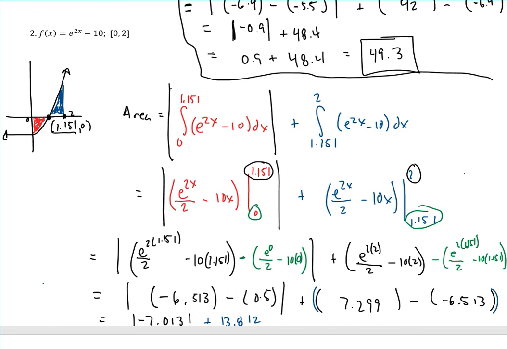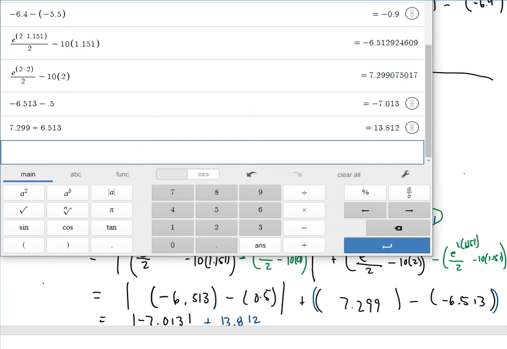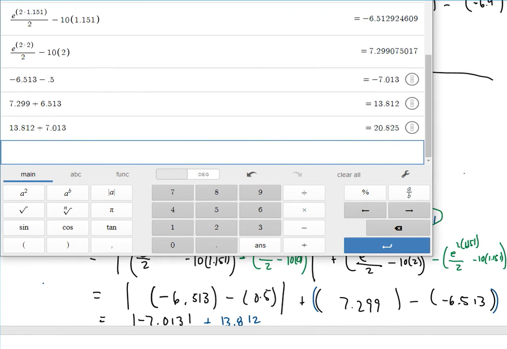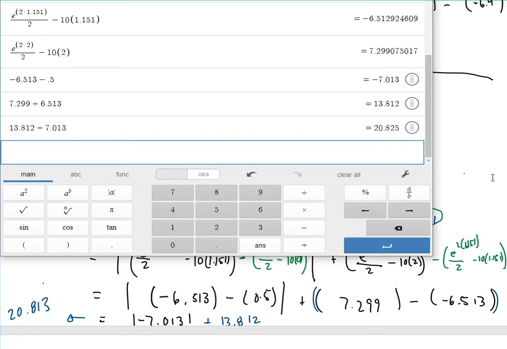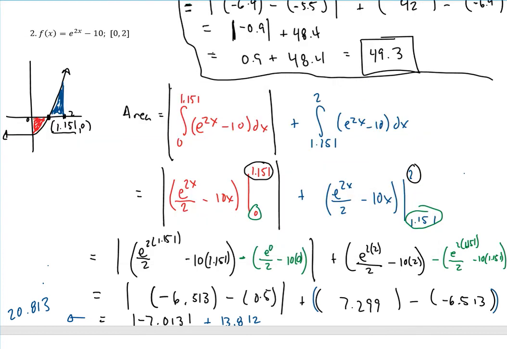And then this in the absolute values does become positive, so I'm just going to finish it off here. Let's add 13.812 plus the 7.013. And we get 20.825 rounded to 3 decimals. I'm just going to put it rounded to 3 decimals since I ran out of room. Let me make sure I wrote it down right. Well, what am I thinking? 20.825. I don't know what I'm seeing today. Okay, so let's write that 825. So that is the area.